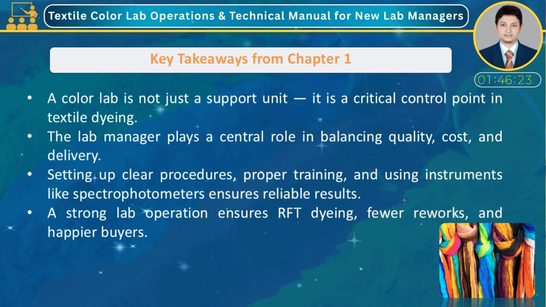Second, the color lab manager plays a central role in balancing quality, cost, and delivery by coordinating between buyers, the lab team, and production. Third, setting up clear procedures, providing proper training, and effectively using instruments such as spectrophotometers are essential to achieving reliable and repeatable results. Finally, a strong color lab operation ensures right first-time dyeing, reduces rework, minimizes delays, and leads to happier buyers and a more profitable operation.